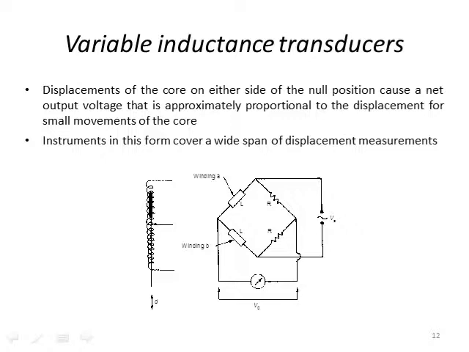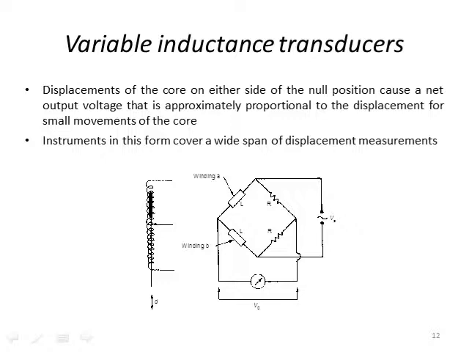Now we can also do a variable inductance transducer and put that into a bridge configuration. Okay, in this case, displacements of the core on either side of the null position, and the null position is when your output voltage is 0. So when this core is moving, then you're going to get a finite output voltage. And you can see with this bridge configuration, you have an AC driving signal, and then you have in two legs resistors, and then you have inductors, winding A and winding B.